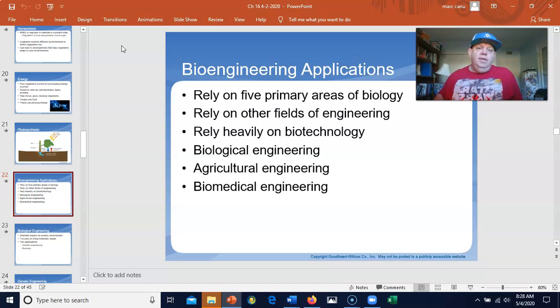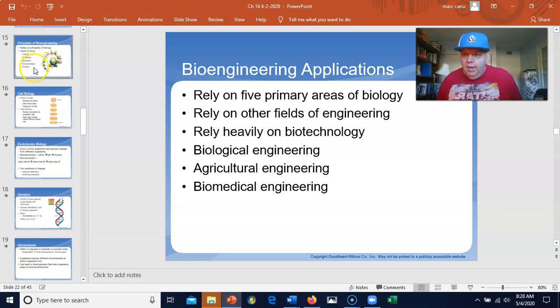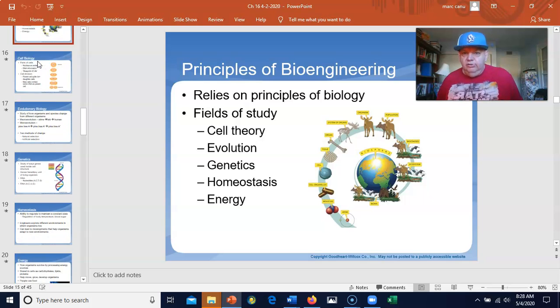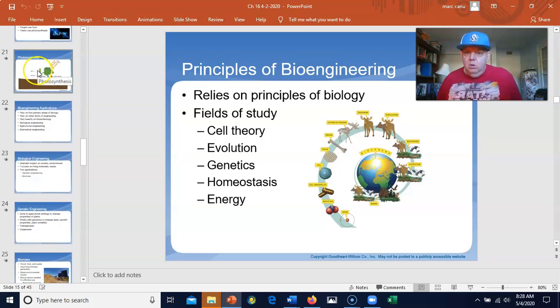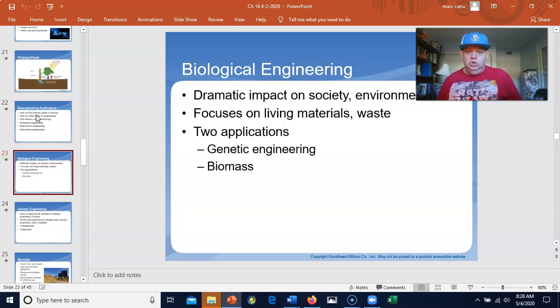Okay, and with that, for bioengineering applications, of course, they're relying on 5 primary areas of biology, which, if you're wondering, it's way, way back here, these basic 5 areas of biology on slide number 15. Okay, so with that, of course, there's other fields of engineering involved. There's a lot of biotechnology. There's biological engineering, biomedical engineering, and agricultural engineering.